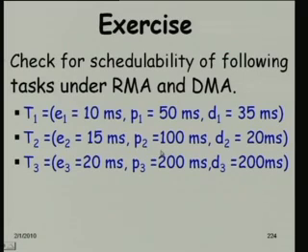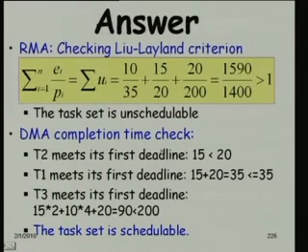No, 100. Actual period is 100. So, the deadline is 20, but the actual period is 100. So, we have used those to compute this and we find that 90 is less than 200. So, all the 3 tasks will meet their first deadlines.